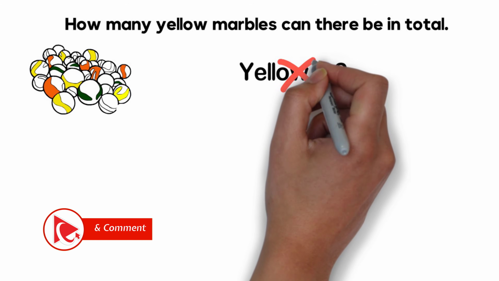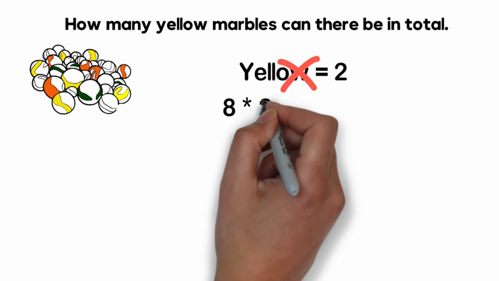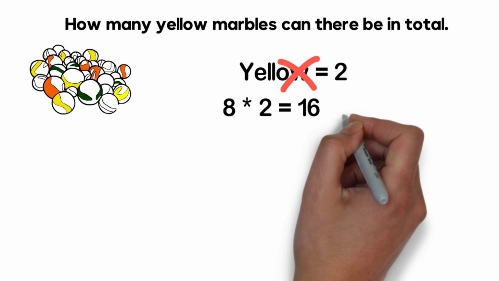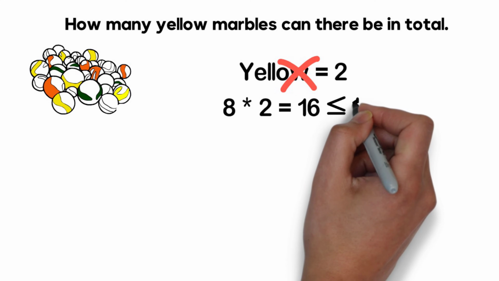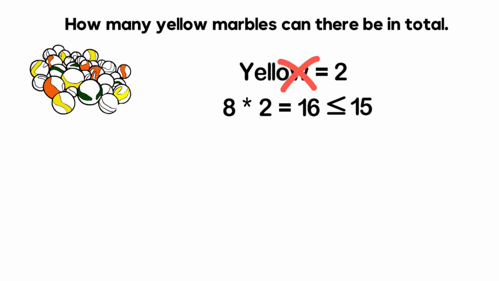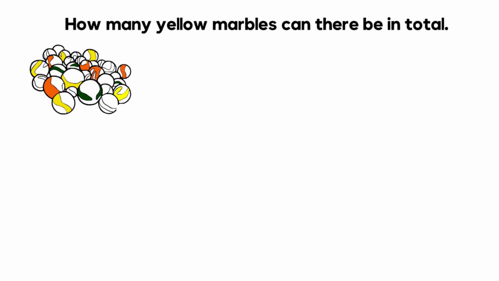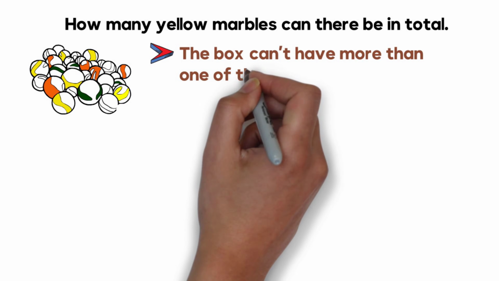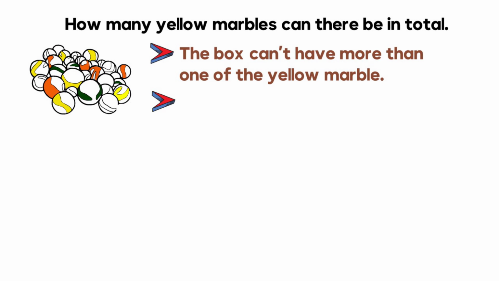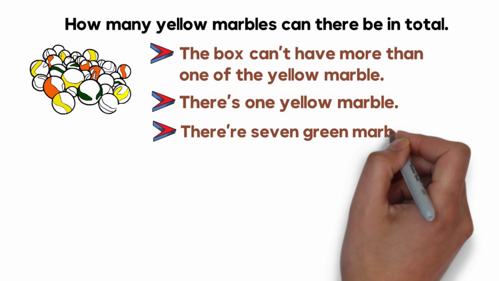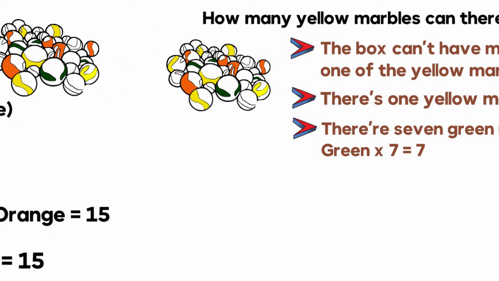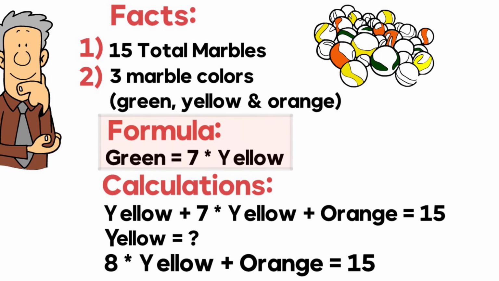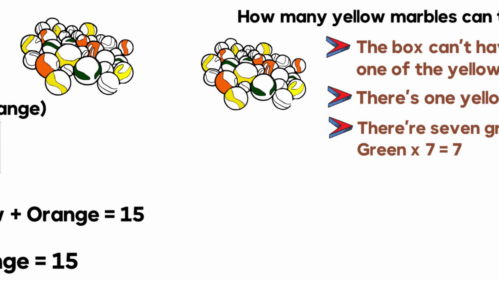No, because if we multiply 8 by 2, we will get to the total of 16 marbles, which is greater than the 15, which is the current total number of marbles. Based on this information, the box cannot have more than 1 yellow marble. And if there is only 1 yellow marble, there is going to be 7 green marbles, because we already have a formula that the number of green marbles is calculated by multiplying 7 by the number of yellow marbles.